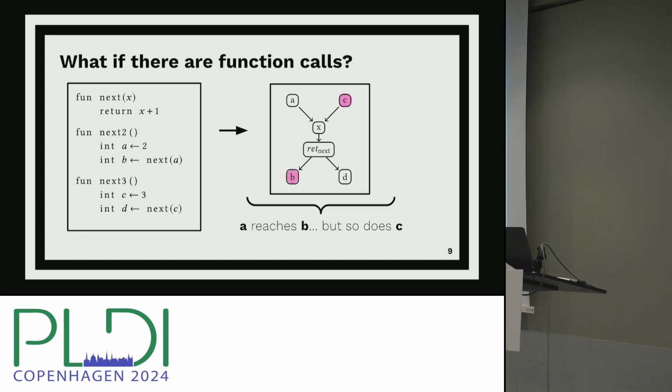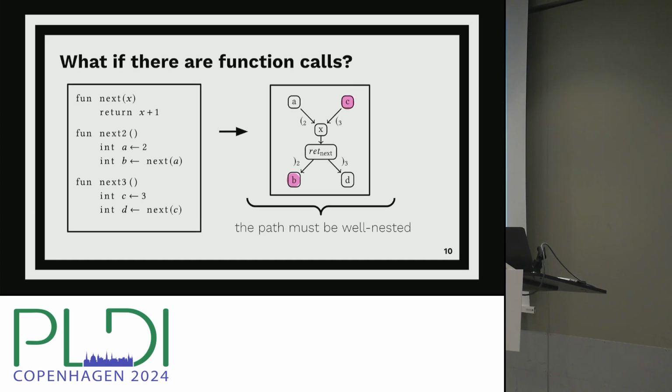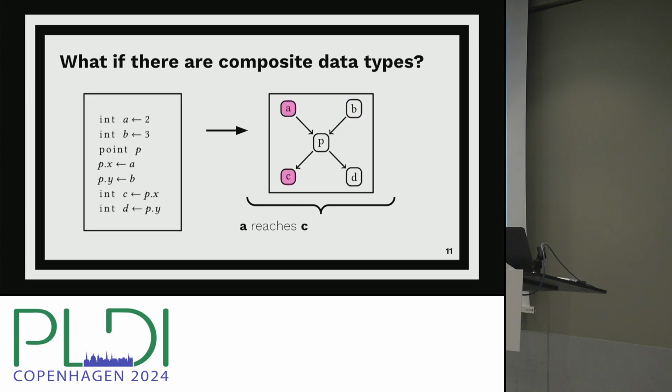One way to deal with this is to put parentheses. Whenever we call a function, we add a parenthesis corresponding to the call site. When we return, we must return to where we came from. Now all the valid paths here are well-nested paths in parentheses. So A to B is well-nested, but C to B is not well-nested anymore because the labels of the parentheses don't match. We have a similar thing when we're talking about composite data types.